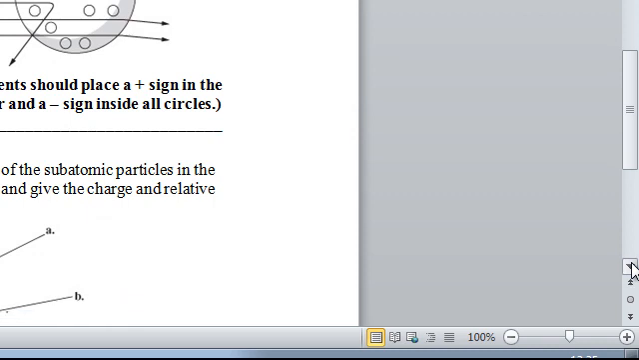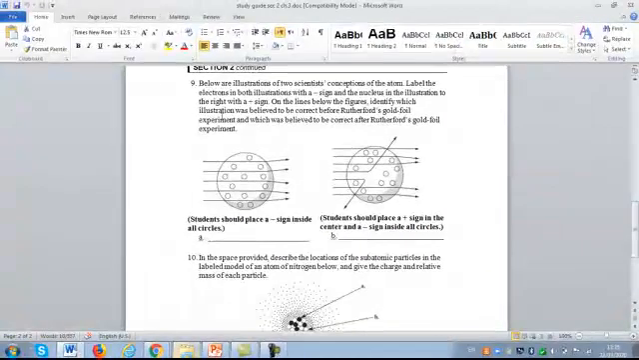Number 9. Don't panic from this, it's very easy. Below the illustrations of the two scientists' conceptions of the atom, label the electrons in both illustrations with a negative sign, and the nucleus in the illustration to the right with a positive sign. On the lines below the figure, identify which illustration was believed to be correct before the Rutherford gold foil experiment, and which was believed to be correct after the Rutherford gold foil experiment.